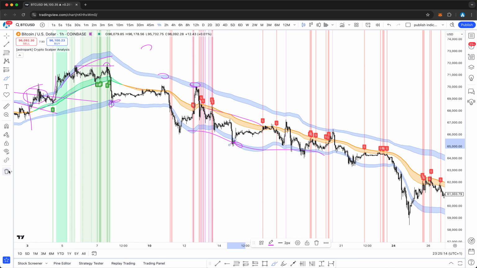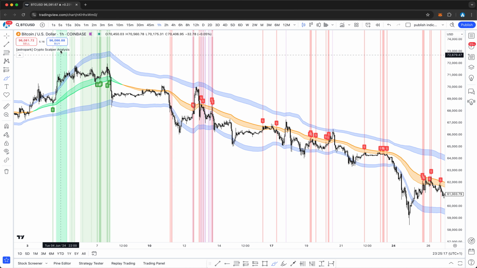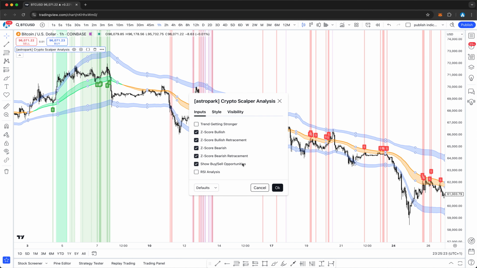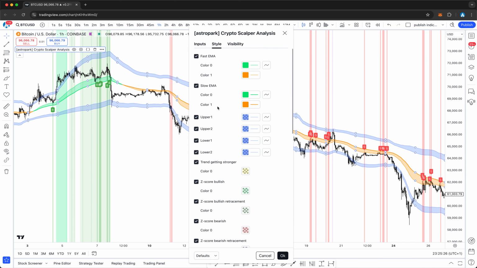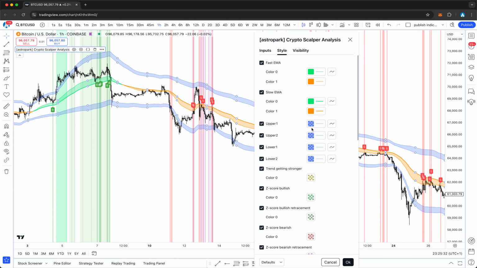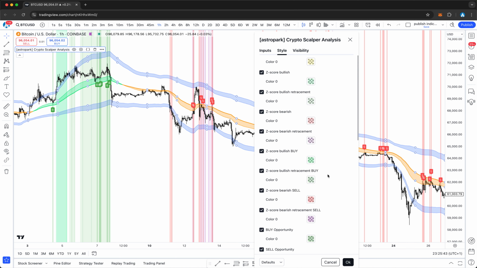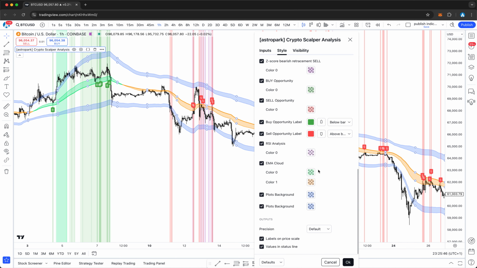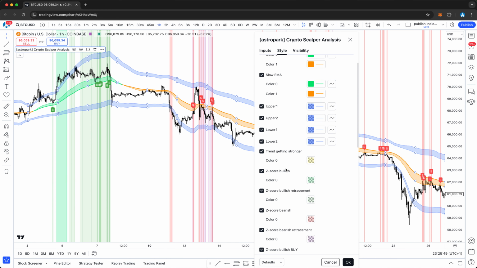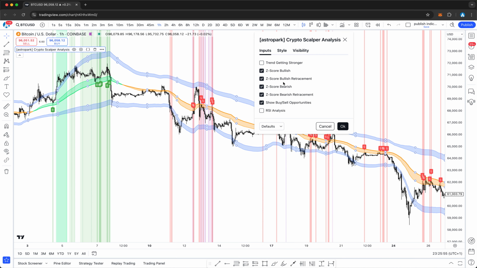Okay, so let's go to another topic that I wanted to talk about, this indicator. If you go here, you can change the colors. In the style tab, for example, these are the lines of the upper bands. You can change the color, thickness of the lines, or how they are displayed. The same for the background. You can change the cloud, and the color of the bullish, bearish, etc.